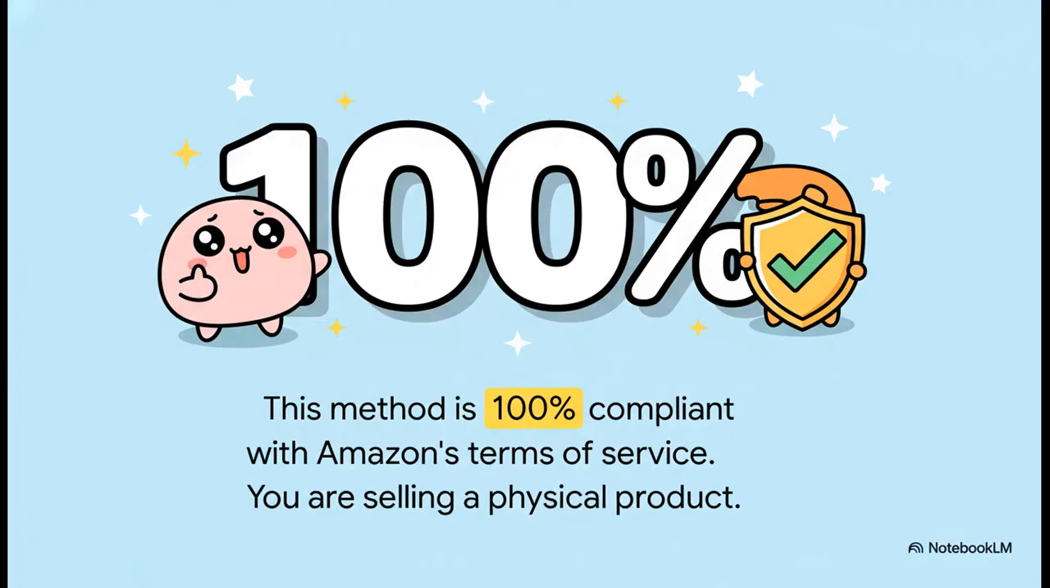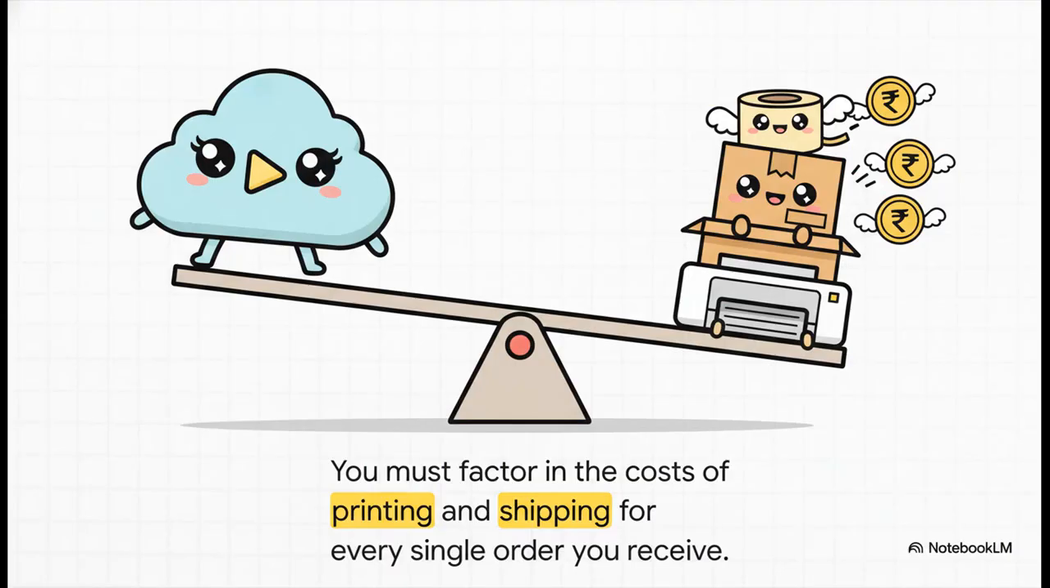And you know what the best part is? This method is totally 100% compliant with Amazon's rules. Why? Because you're selling and shipping a physical product, which is exactly what their system is built for. No risks, no weird gray areas. You're completely safe. Of course, there's always a trade-off, right?